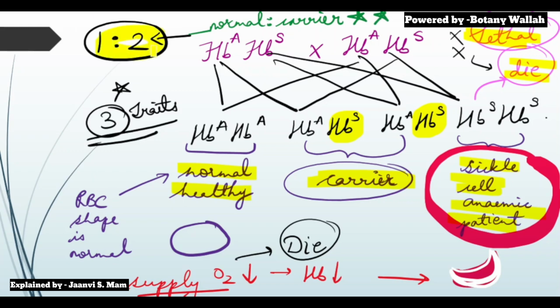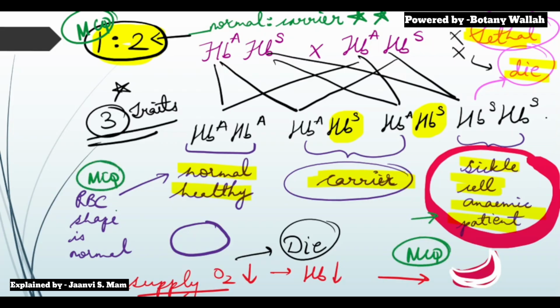This is a for sure MCQ question in your exam. I will mark it very important and write here that this is for sure an MCQ question. You should know what will happen if the person is sickle cell anemic. You should know that the normal RBC shape is biconcave.